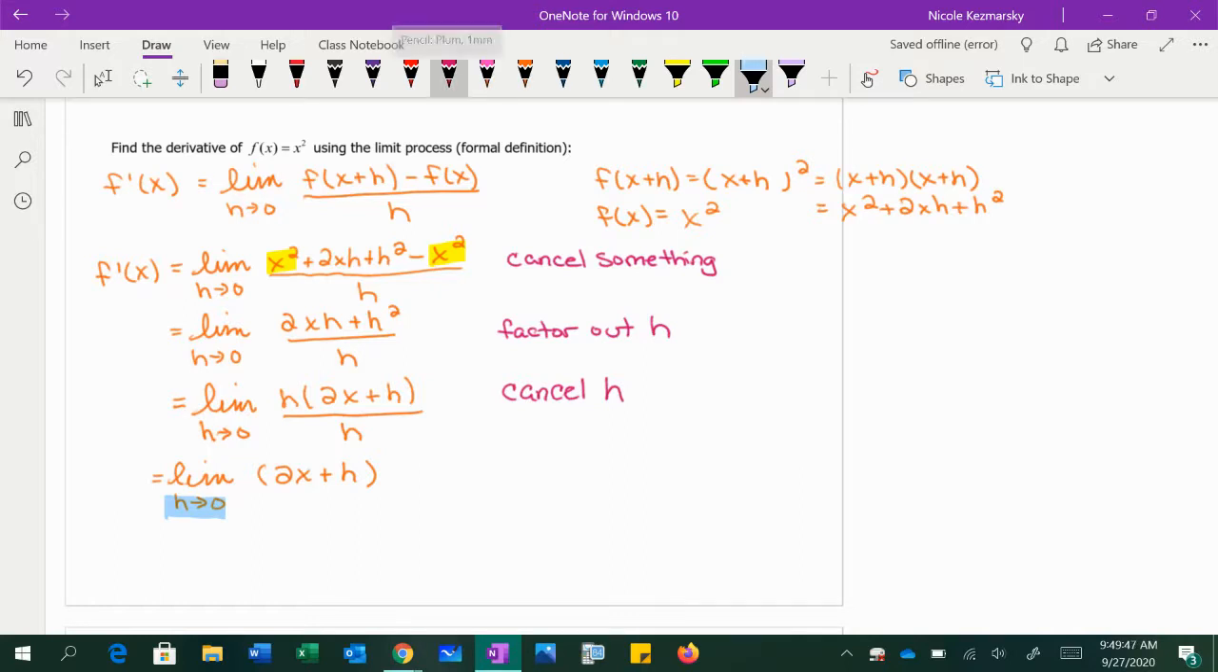So what I'm going to do is say, okay, fine. I'm going to let h become 0. And when I let h become 0, I'm not going to have the limit anymore, because I'm going to go ahead and let that h become 0. I'm going to say 2x plus 0, and that equals 2x. So f prime of x equals 2x. And that's how we get the derivative when the function is not a straight line.